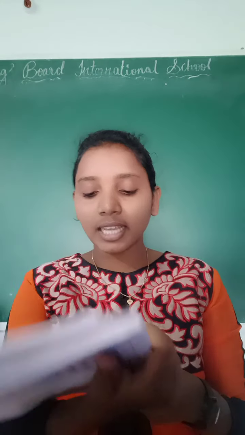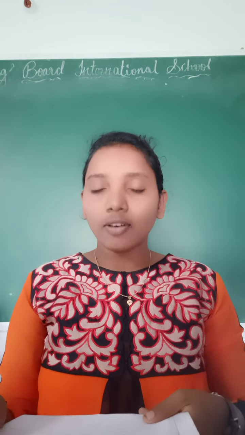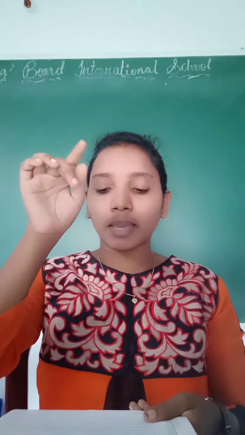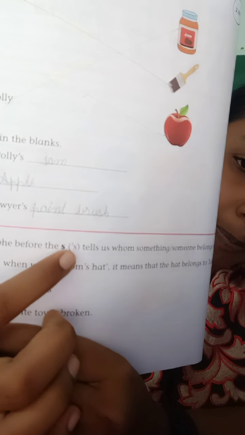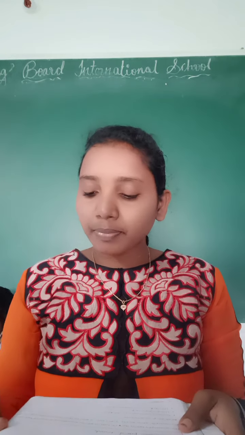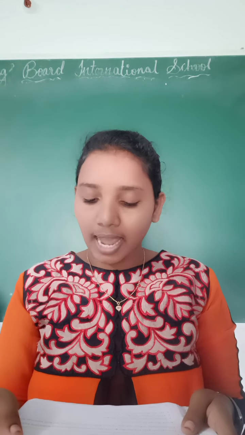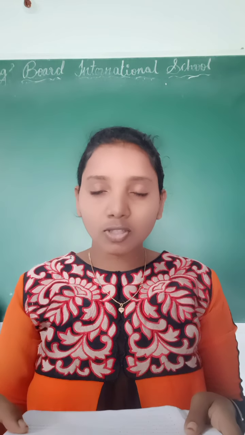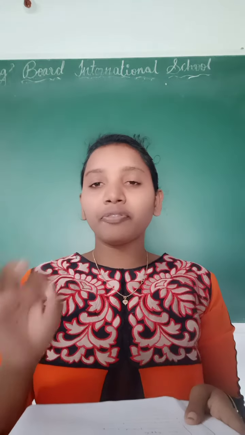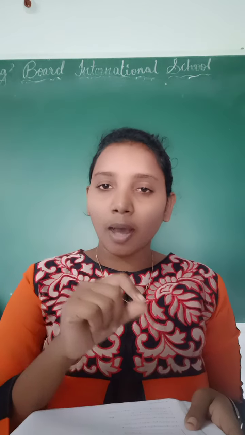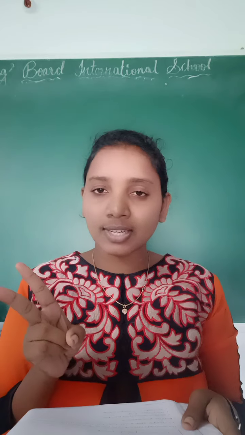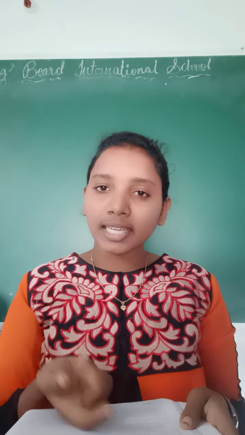Now, the apostrophe before the S. The apostrophe looks like this, like a comma placed above the line; already you know. The apostrophe tells us whom something or someone belongs to. For example, when we say Tom's hat, it means the hat belongs to Tom. Yes or no? Tom is one person or two persons, children? One only. But we are keeping S.